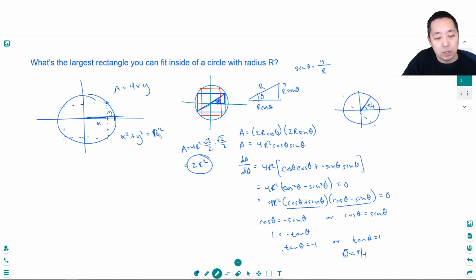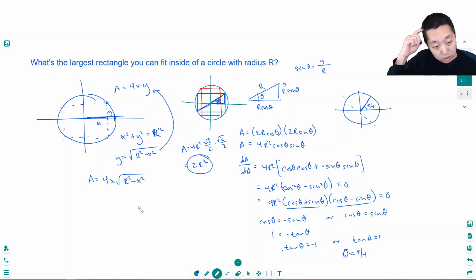This is the equation of a circle. So that means y is equal to the square root of r squared minus x squared. So I can plug that into here and say the area is equal to 4x root r squared minus x squared. Okay? So now I have a different one. But you see, this is the same. This is an area equation, but it depends on x. It doesn't depend on theta. Right? But I should still get the same answer.